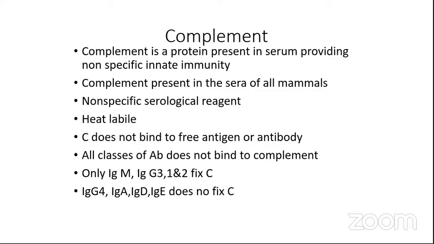All classes of antibody do not bind to the complement, because the complement usually binds to the CH3 domain of the antibody. You know, there are various domains in the heavy chain of the antibody. Of these, the CH3 domain is the attachment site for the complement. Only IgM and IgG3, 1 and 2 will fix the complement, in that order of preference, whereas IgG4, A, D and E will not fix the complement. Is it clear? These are a few MCQs which they commonly ask.